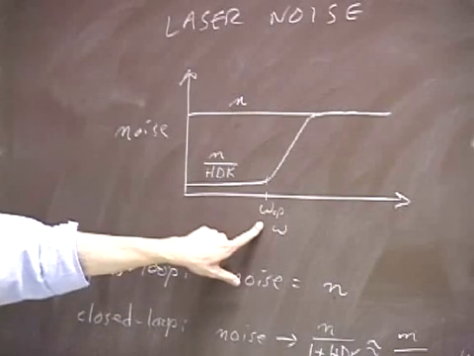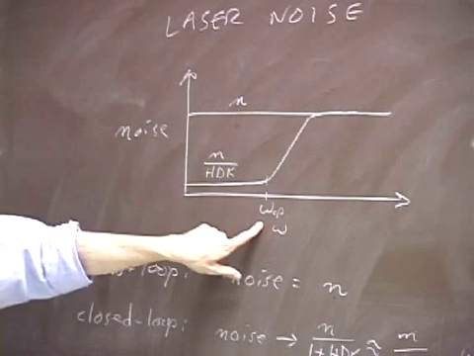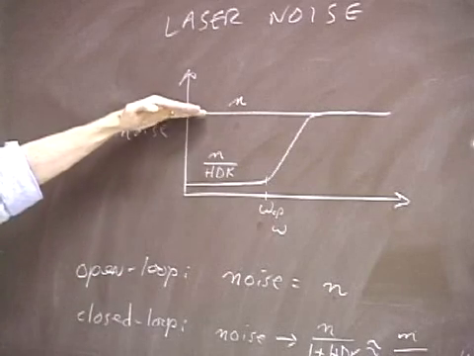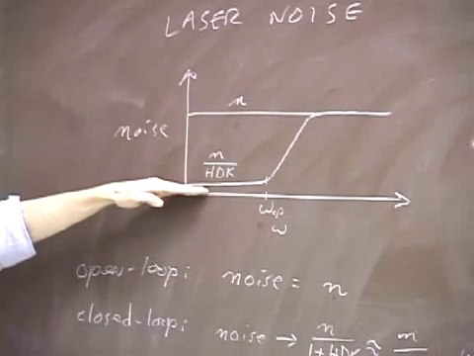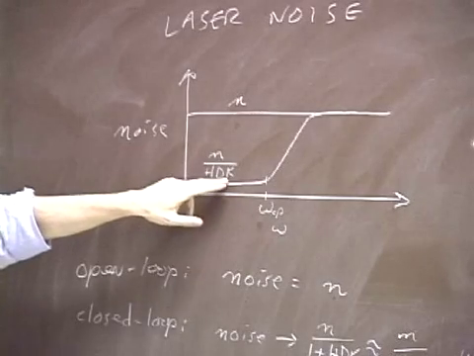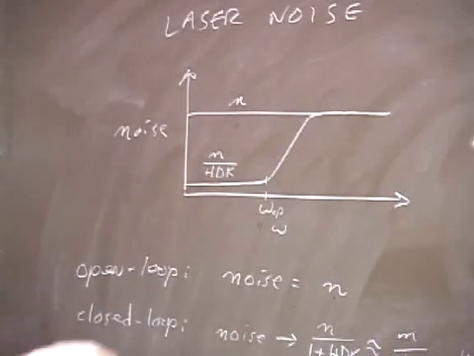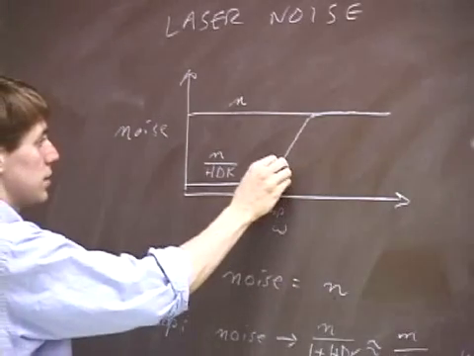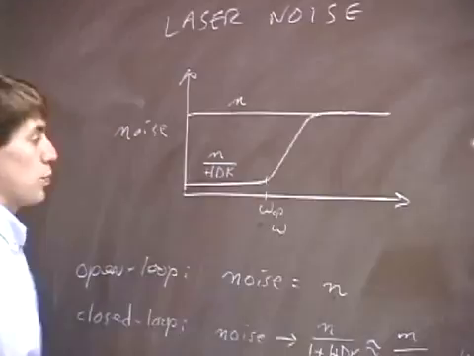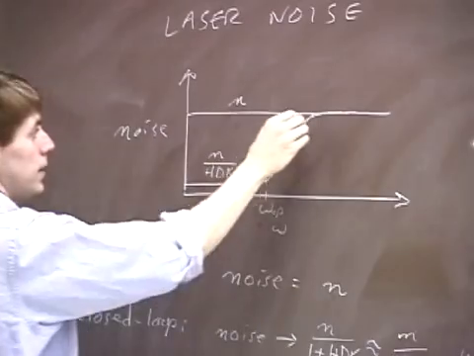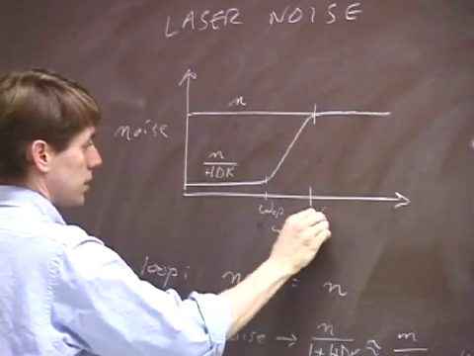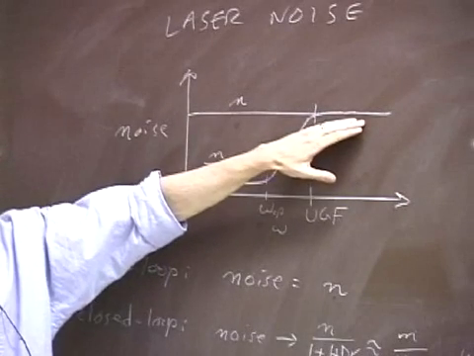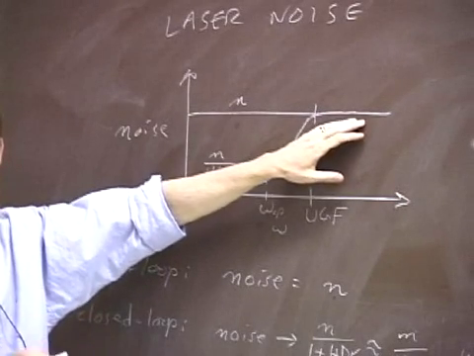whether that pole is the cavity pole intrinsic to the cavity or something that I put in the amplifier, the noise is suppressed by a fairly large factor, this factor of HDK. Above the cavity pole, as the gain of the servo rolls off, the noise comes back up to meet its open loop value. And by the time you get to the unity gain frequency, the servo no longer acts, and the noise at those high frequencies is back to what it was in the open loop.